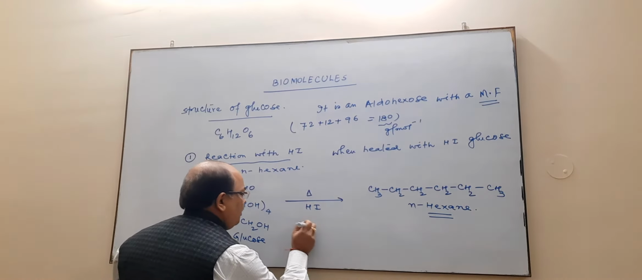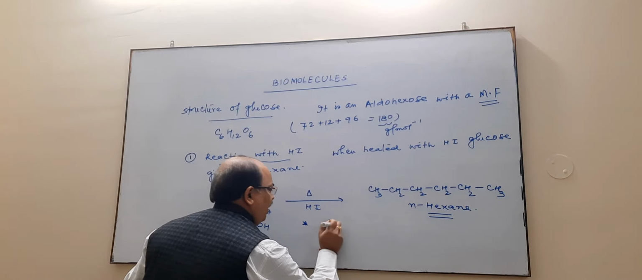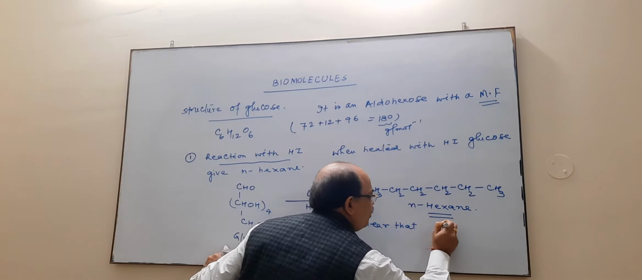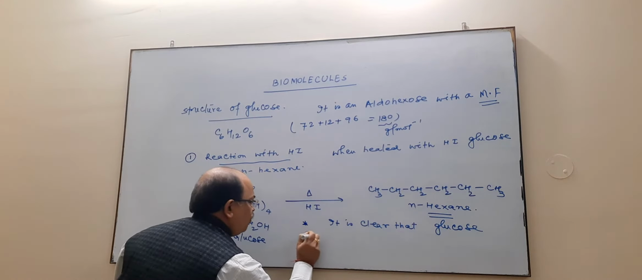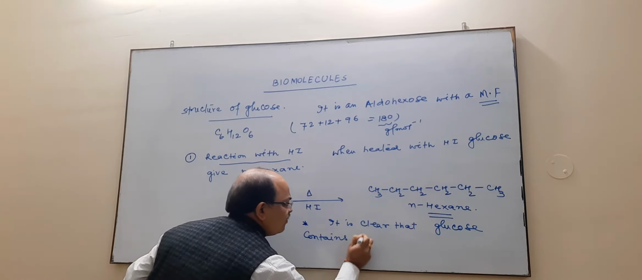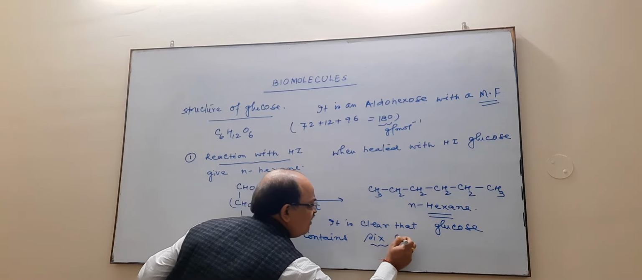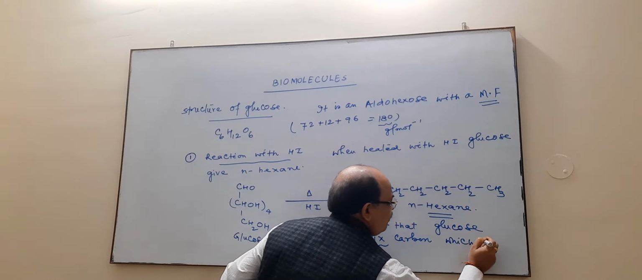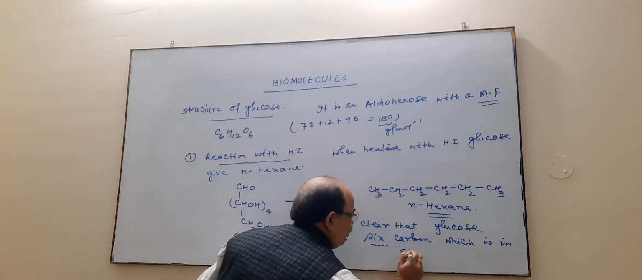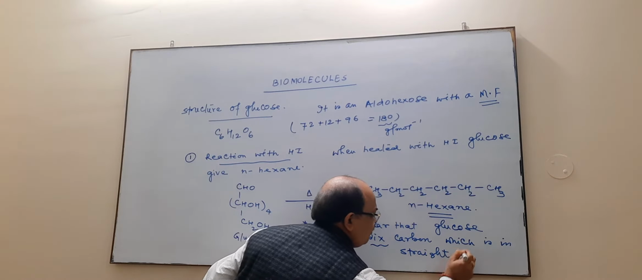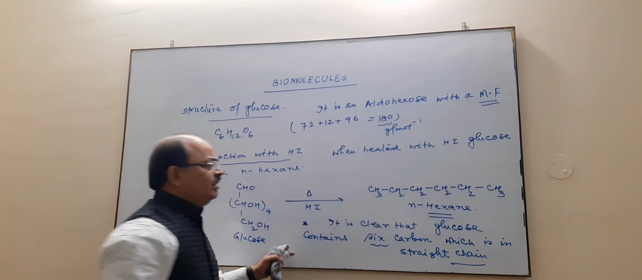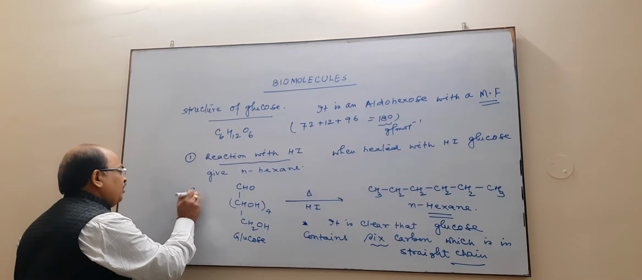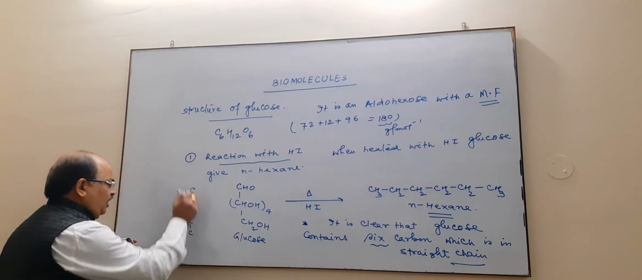From this point it is clear that glucose contains 6 carbon, which is in a straight chain. ये जो 6 कार्बन है, ये 6 कार्बन आपको straight chain में, means all these 6 carbon they must be in your straight chain like this.